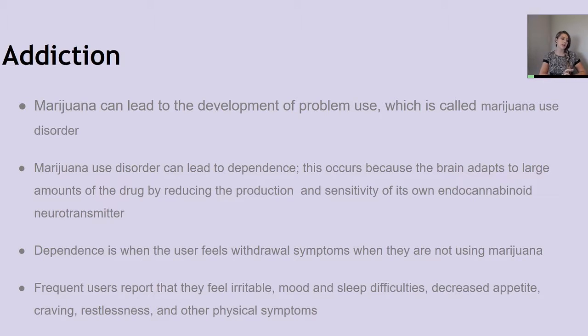Addiction to marijuana. Marijuana can lead to the development of problem use, which is called marijuana use disorder. And this marijuana use disorder can also lead to dependence. Dependence is when the user feels withdrawal symptoms when they're not using the marijuana. When they feel this dependence, it occurs because the brain adapts to large amounts of the drug by reducing the production and sensitivity of its own endocannabinoid neurotransmitter.